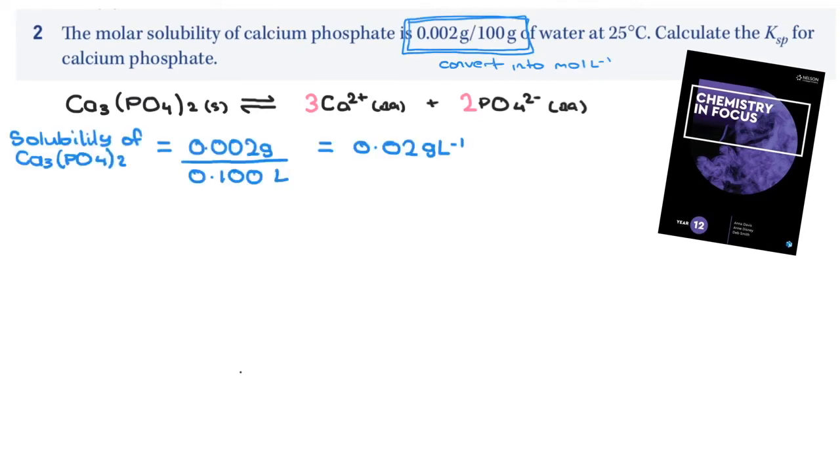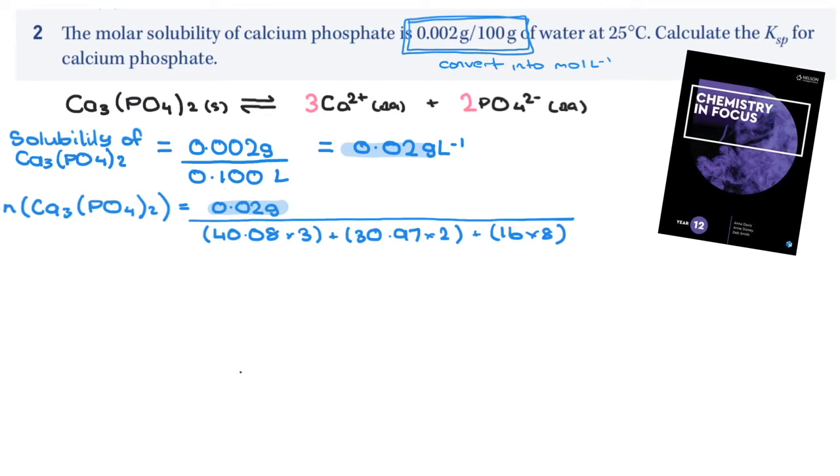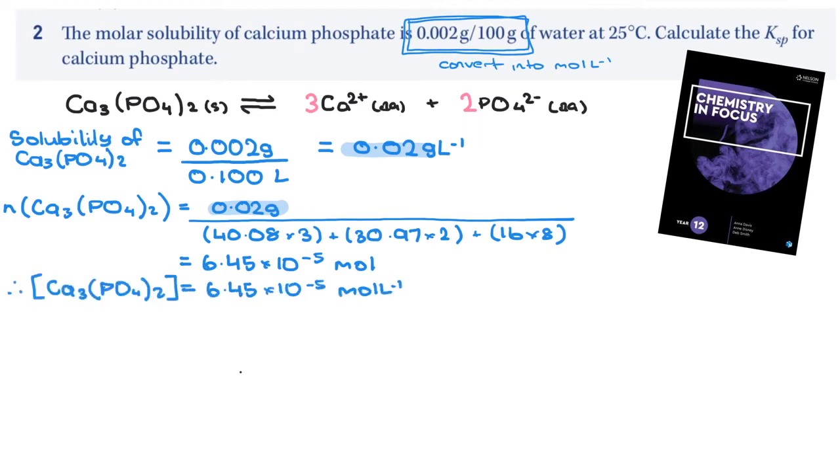Also, concentrations are measured in moles per liter, so we have to convert this into that. So logically, 0.002 grams over 0.1 liter will give us 0.02 grams per liter. That is, how many grams of calcium phosphate we would need in a liter of solution. Then we convert grams into moles using molar mass, giving us 6.45 times 10 to the negative 5 moles. And since we converted the mass from grams per 100 grams into grams per 1000 grams, we now have the concentration of calcium phosphate at equilibrium.